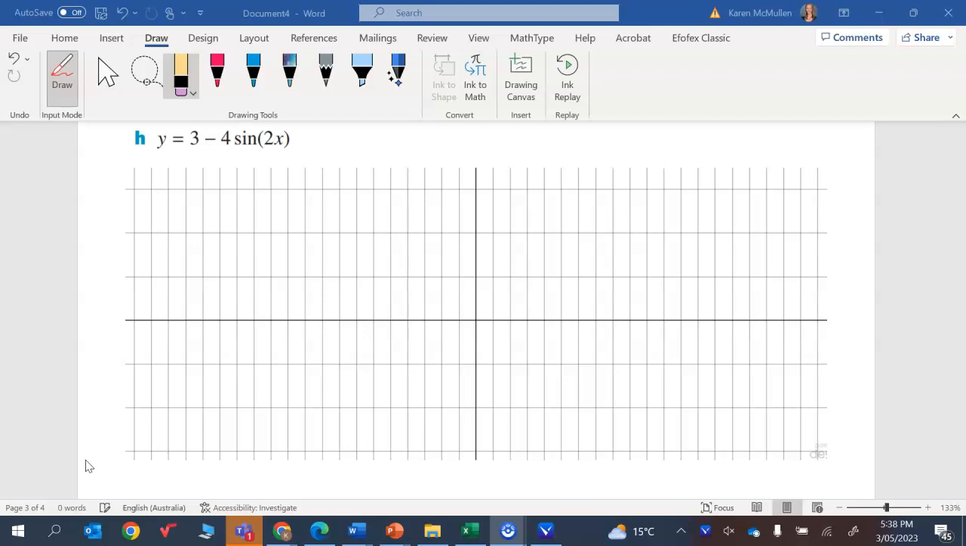Hi everyone, in this video we're going to sketch the graph of y equals 3 minus 4 sine 2x. We're sketching this one because it has a reflection and it also has a vertical translation. You can see here this 3 is a positive 3. We're used to sometimes seeing it at the end, but it is here at the start. It still means that we're shifting the graph up 3.